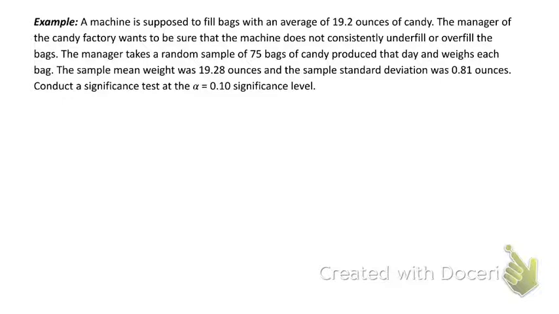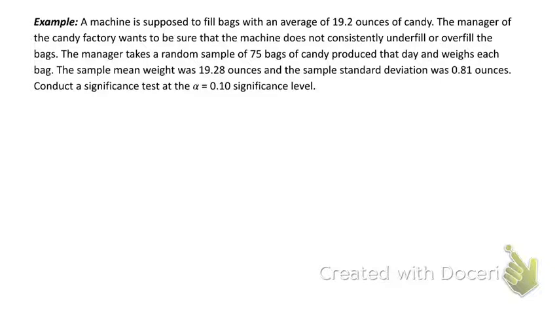Here we go. A machine is supposed to fill bags with an average of 19.2 ounces of candy. The manager of the candy factory wants to be sure that the machine does not consistently underfill or overfill the bags. The manager takes a random sample of 75 bags of candy produced that day and weighs each bag. The sample mean weight was 19.28 ounces and the sample standard deviation was 0.81 ounces. Conduct a significance test at the alpha equals 0.1 significance level.